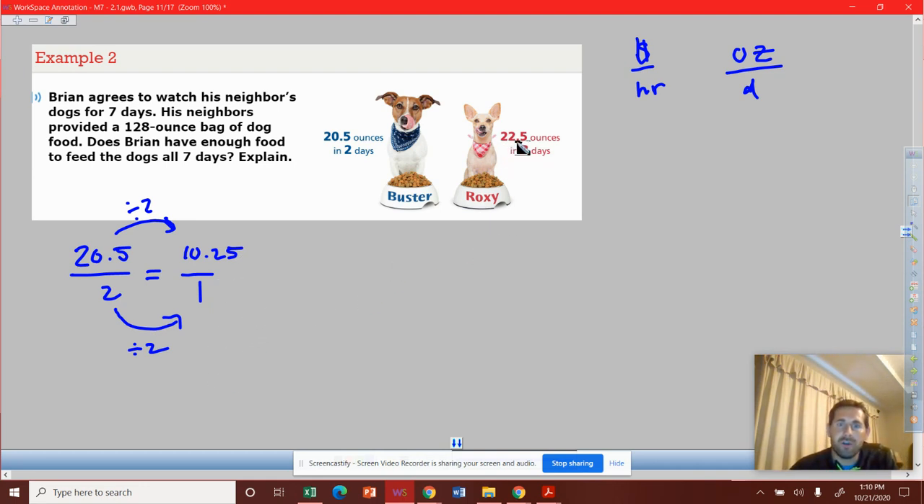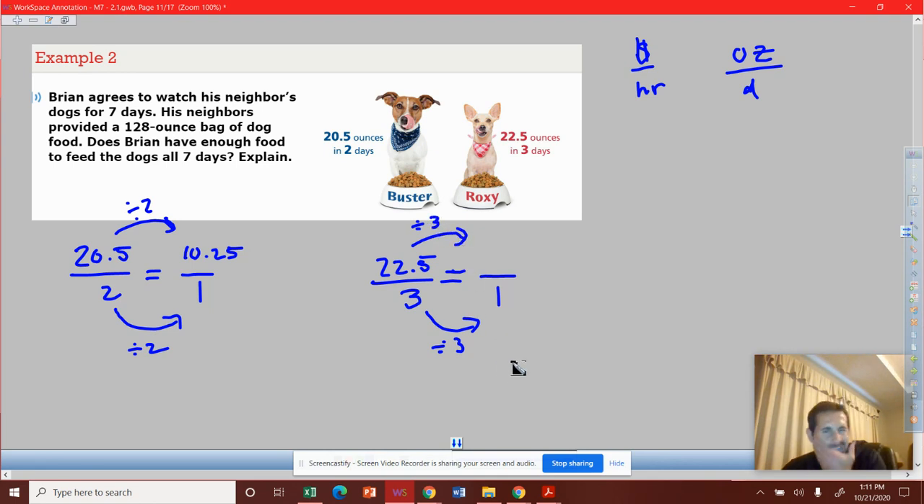And then we're going to look over here at Roxy. Roxy is 22.5 every 3 days. So we want to set that equal to a 1 day rate. 3 divided by 3 gets us 1. So 22.5 divided by 3 gets us what? What do y'all think?